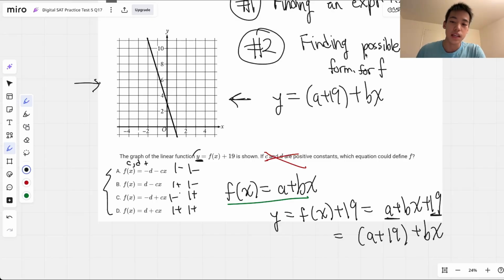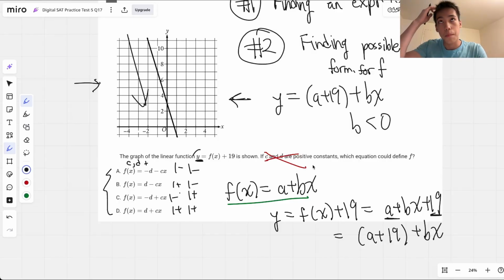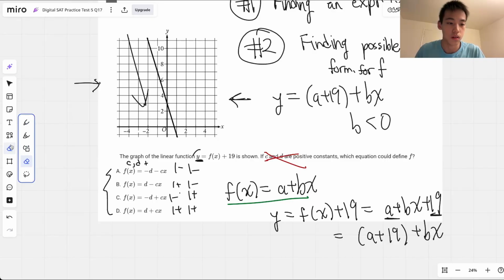And because the slope is negative, this line is just a downward line, we can see that b is less than 0 without even calculating what b is. So that immediately means that the coefficient of x must be negative. So that means that C and D are out. So we can immediately rule out C and D.